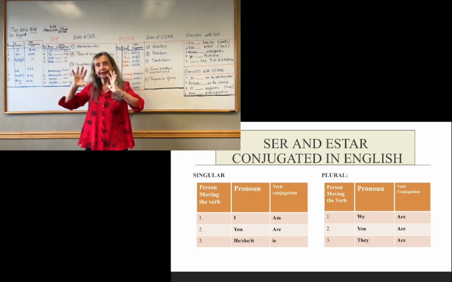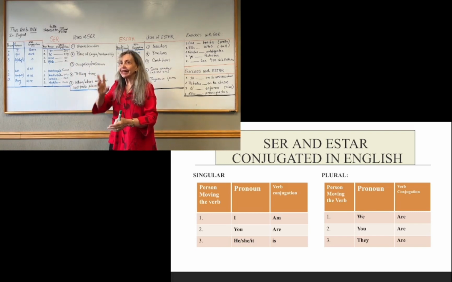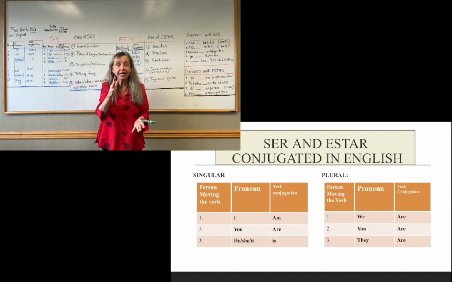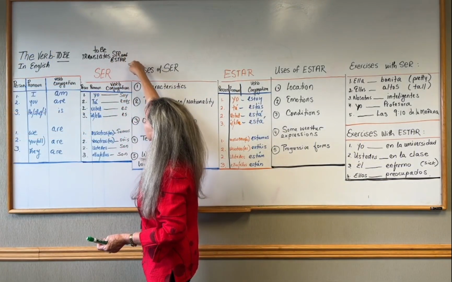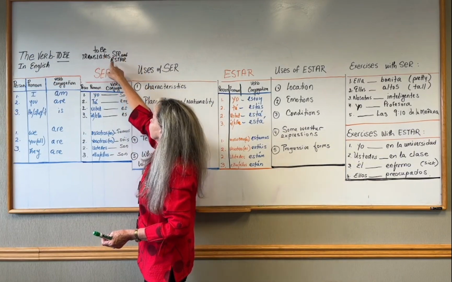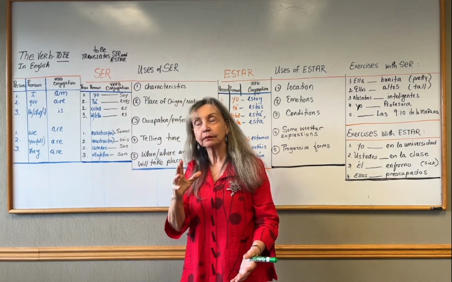With that in mind, let's go to Spanish. So there are two translations, as I mentioned, and they are ser and estar. To be translates ser and estar. So let's begin with ser.